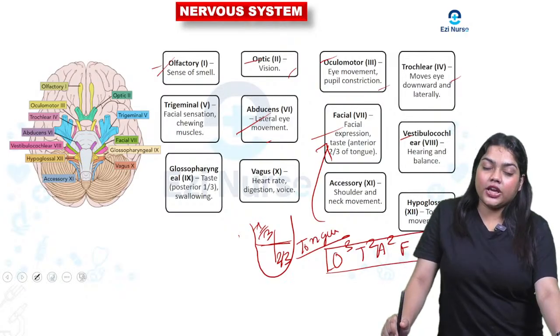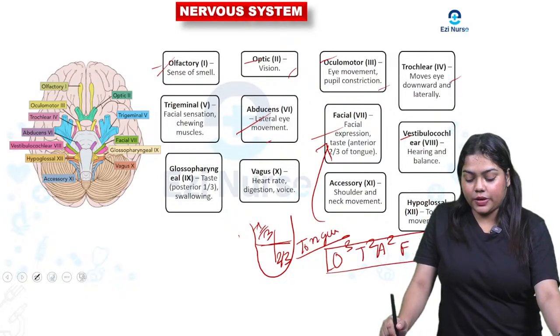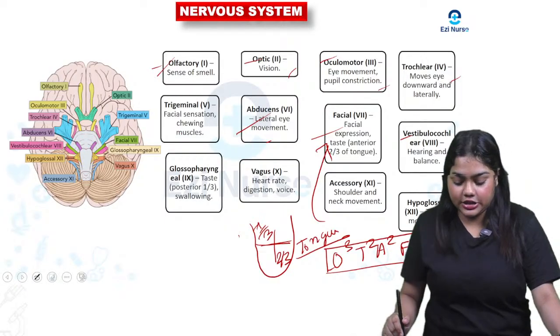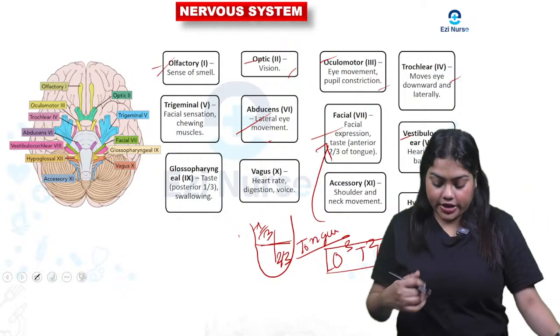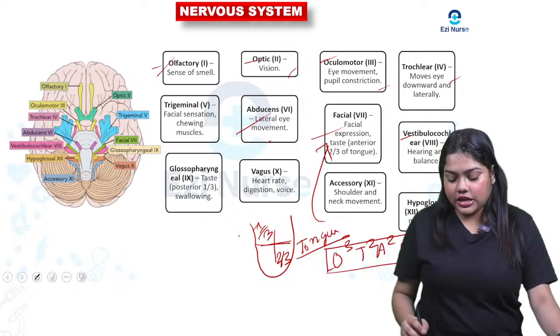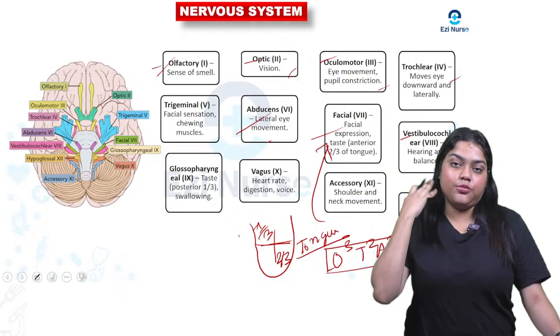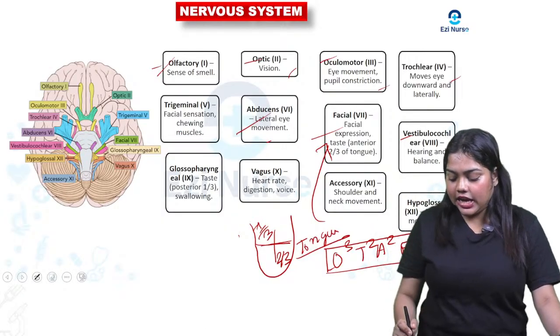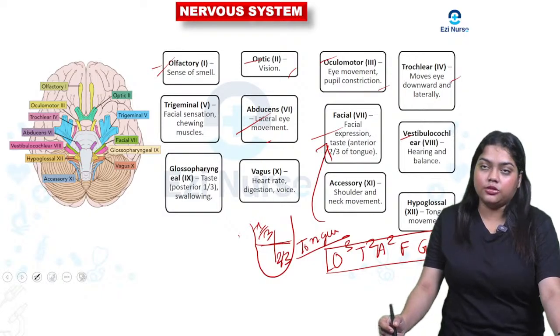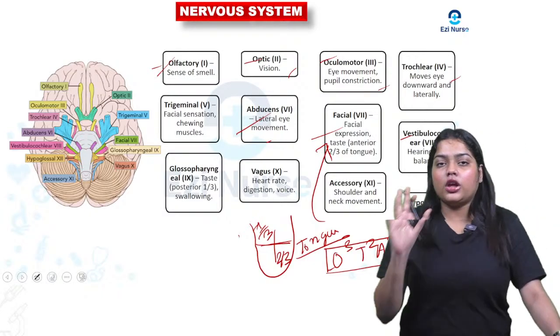Come to vagus. It also helps in heart rate, digestion and voice. The accessory nerve is for shoulder and neck movement. Lastly, hypoglossal, which helps in tongue movement. So these are the 12 cranial nerves.